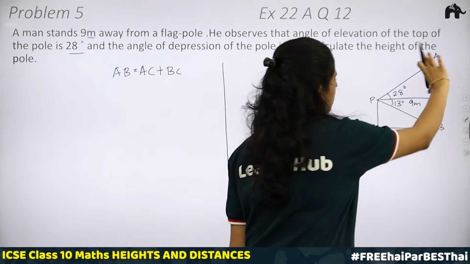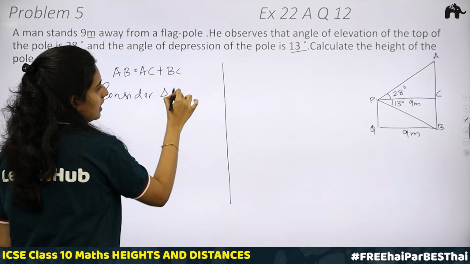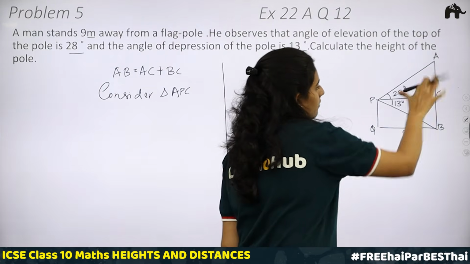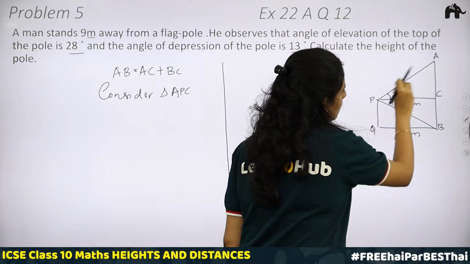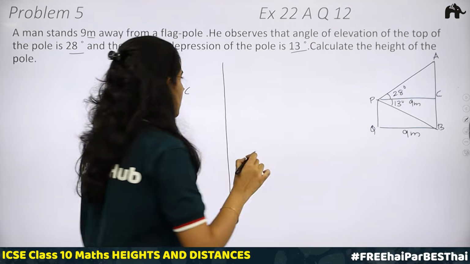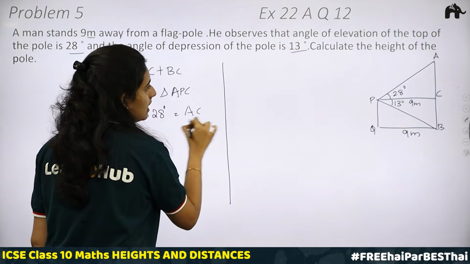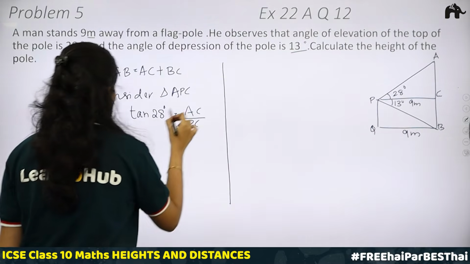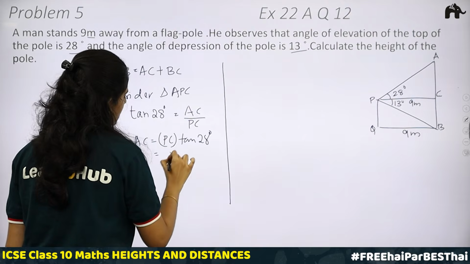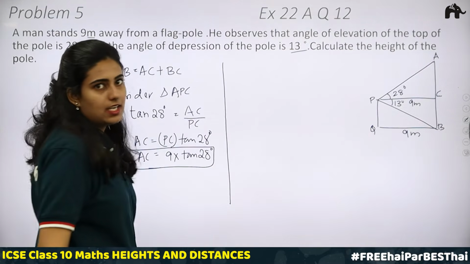Okay, we can separately find what AC and BC are. To get AC, consider triangle APC. AC is a side of triangle APC. Now we know this length, PC, is the adjacent side to the angle 28 degrees, and AC is opposite, which means we have to consider opposite and adjacent, therefore tangent. Taking the tangent of 28 degrees will be equal to AC divided by PC. Okay, PC is 9. Therefore, we will have AC equal to PC into tan 28 degrees, that is 9 into tan 28 degrees. AC is 9 into tan 28 degrees.